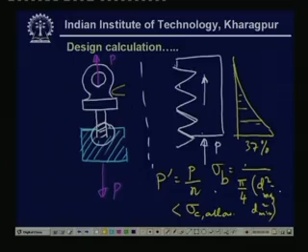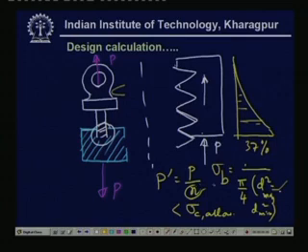So, what we normally do is take n equal to 1, but we take this load to be 37% of the entire load. So, we calculate based on a single thread which takes 37% of the load. This gives fairly good results.